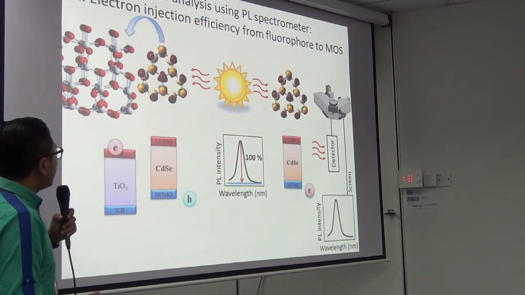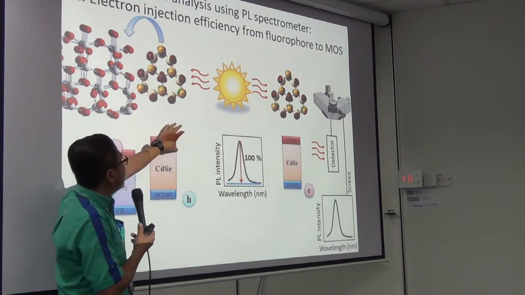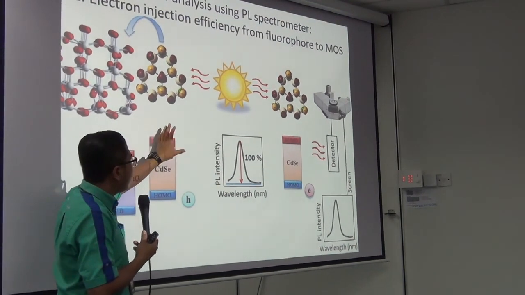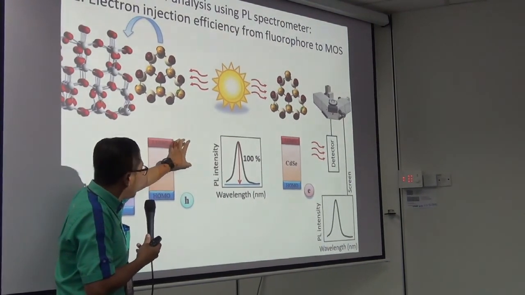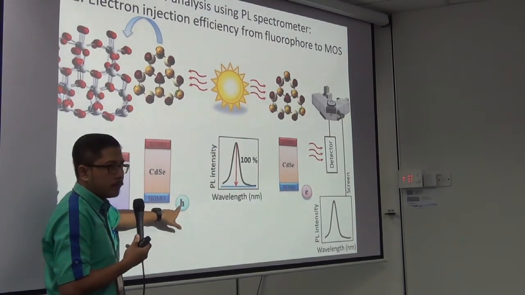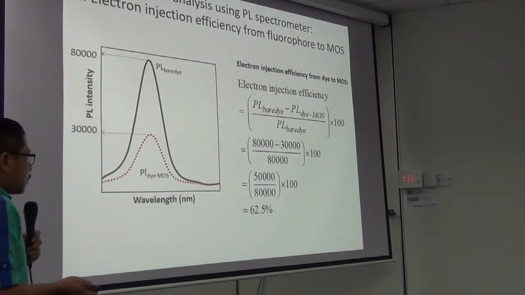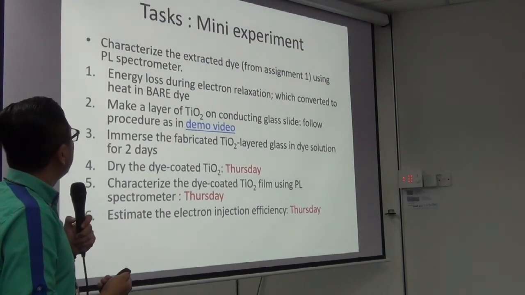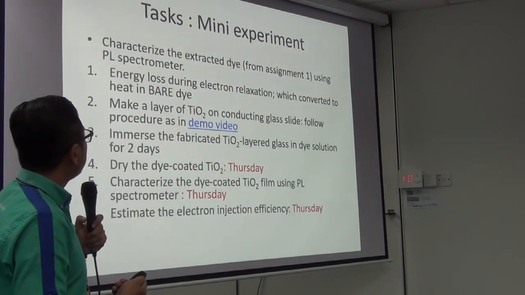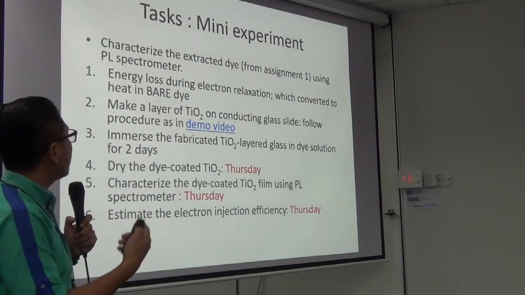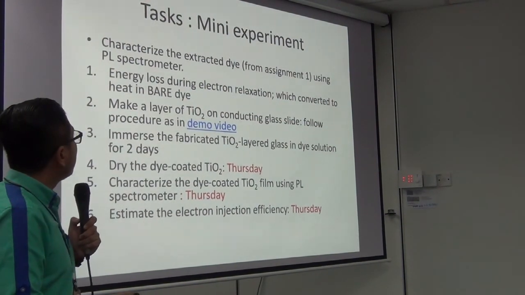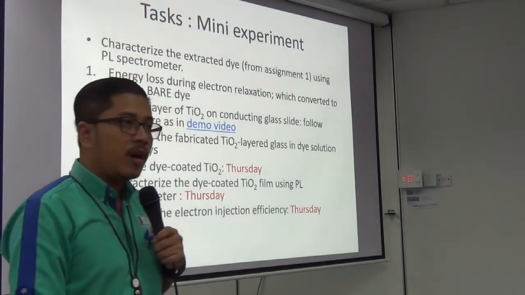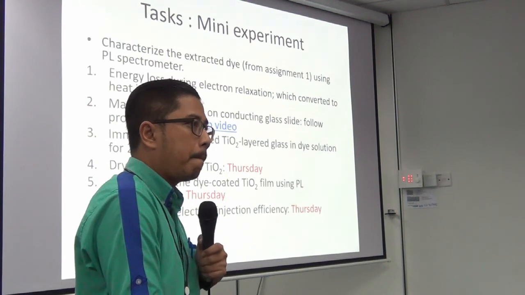So if we refer back to this one, 62% of electrons managed to be injected. The remaining over 30% will recombine with the hole. Understand how to calculate? Very easy calculations. And you don't need to do this one because most of you have already done this during the advanced material lab. Any question before I move on to the next chapter?